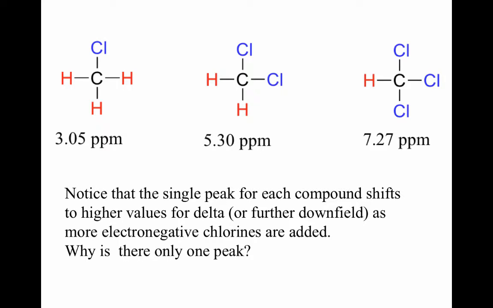Okay, so if we go back and look at the chlorine substituting on a methane, you can see with one chlorine the chemical shift is 3.05. I add 2, it shifts farther downfield to 5.3, and then farther down with another chlorine added to 7.27. But remember, all of these hydrogens are still in just one chemical environment, so I will only see a single peak.